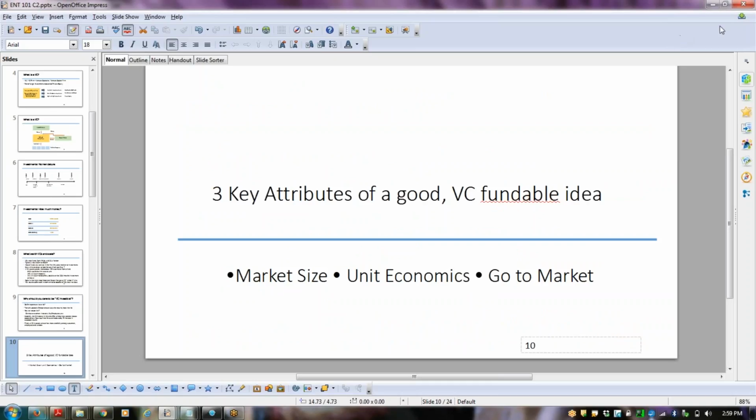Okay, so now we have the 3 key attributes of a good VC-fundable idea. When you go to a VC and pitch your business plan, you're not just talking about an idea. You're talking about a solid business plan. You're talking about something big but which can be achieved. You're showing him the exact plan of how you're going to do this big thing. So what are the 3 important attributes or ingredients of this plan that you're going to submit to the VC?